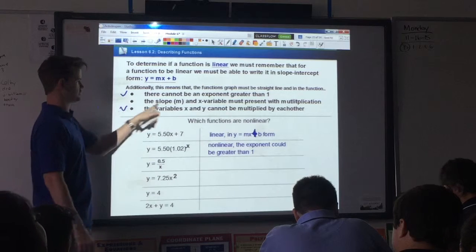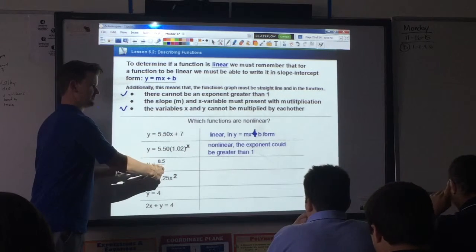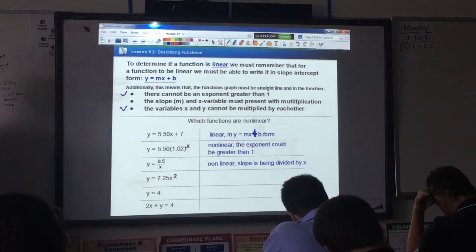But what about this middle one? The slope, m, and the x variable must present with multiplication. What's this presenting with? Division. Since that's division, that's nonlinear. The slope is being divided by x.